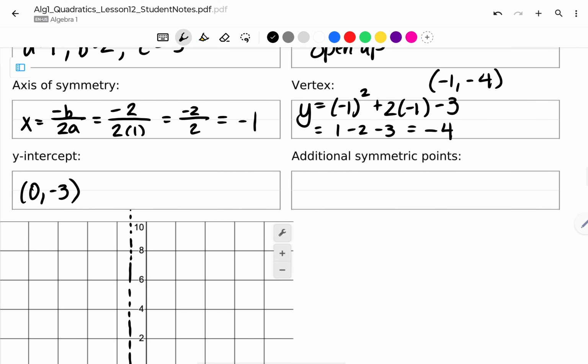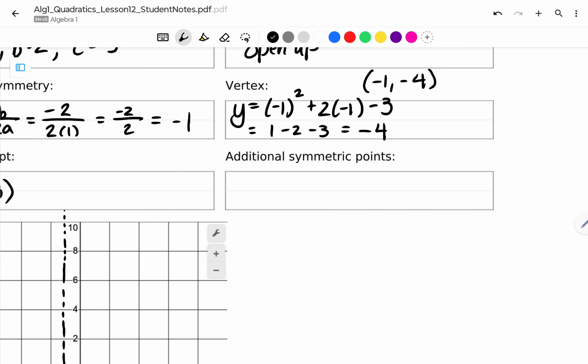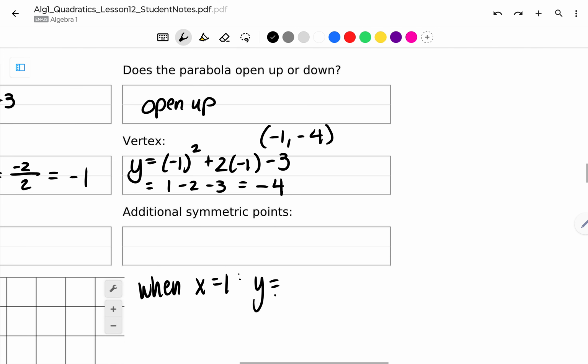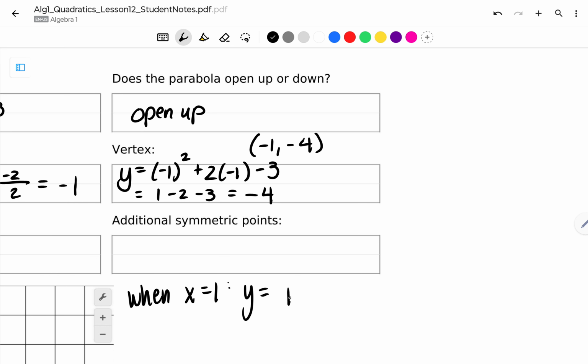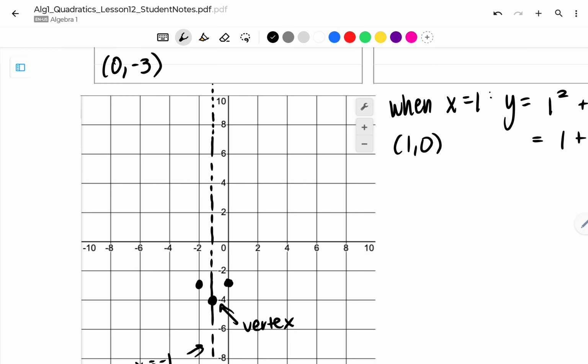Okay, let's try to find additional symmetric points. What happens if we plug in 1? When x is 1, y is equal to, and I'm plugging it back into this equation again, 1 squared plus 2 times 1 minus 3. 1 squared plus 2 minus 3, that's 0. So I have a point at 1 and 0 right there. And then on the other side, it's got to be the same thing.